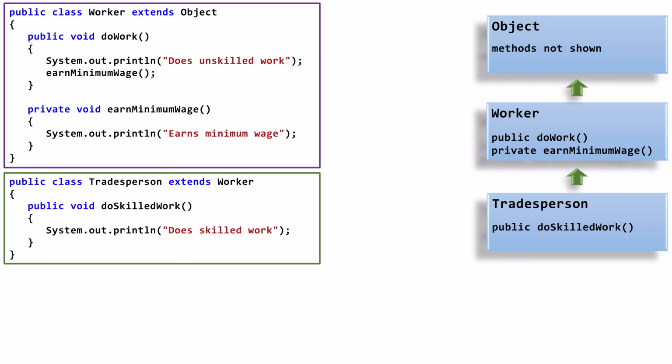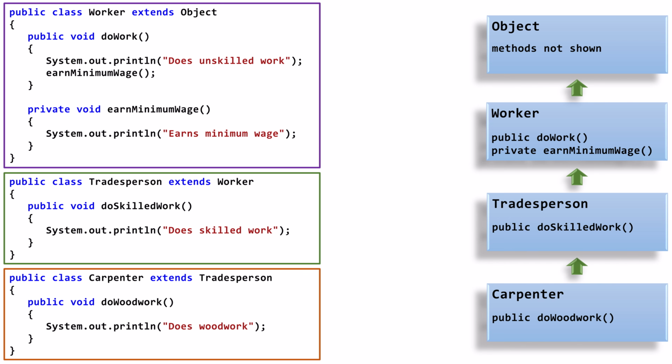Our next class is Tradesperson. Tradesperson is a subclass of Worker. Tradesperson inherits DoWork, but will not inherit the private EarnMinimumWage. Additionally, Tradesperson will add a new method, DoSkilledWork. Our third class is Carpenter. Carpenter is a subclass of Tradesperson. Carpenter will indirectly inherit DoWork, directly inherit DoSkilledWork, and add its own method, DoWoodwork. To clarify the relationships, Worker is an Object, Tradesperson is a Worker, Carpenter is a Tradesperson.